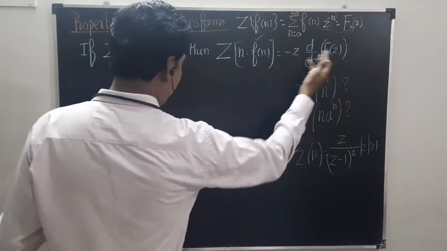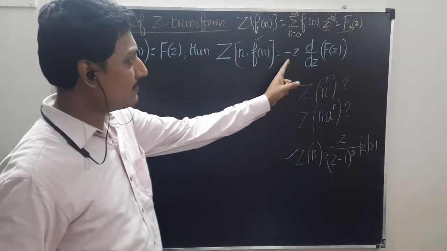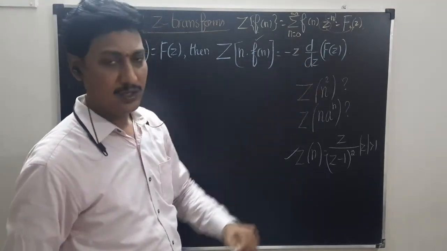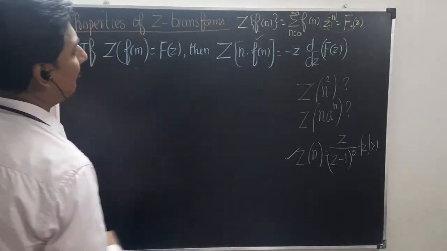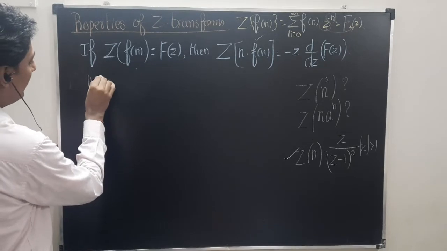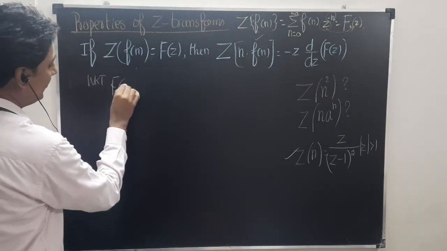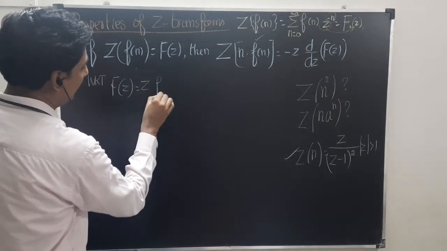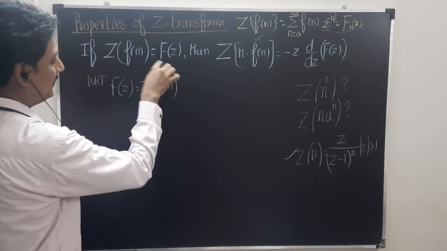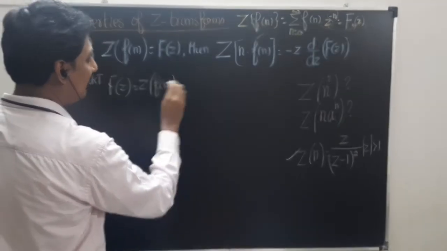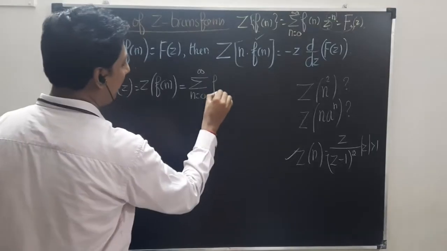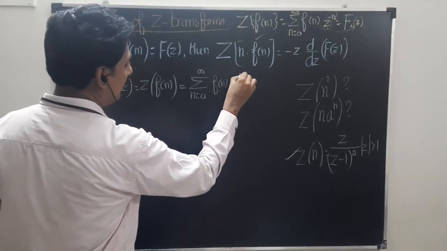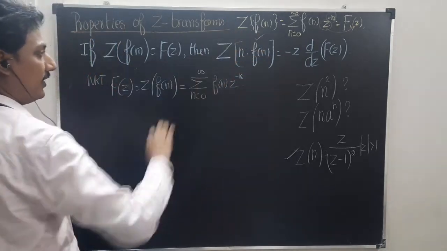On the right hand side I have minus z d by dz of F of z. So I need F of z. So what's F of z? As we know, F of z is nothing but the Z transform of f of n, isn't it? This is given data. So by the definition it is nothing but sigma n equal to 0 to infinity f of n into z to the power minus n. This is the definition.